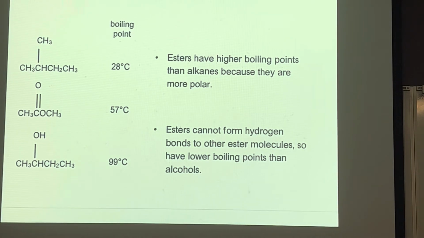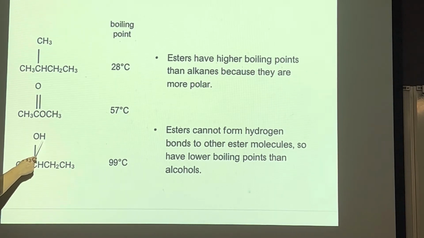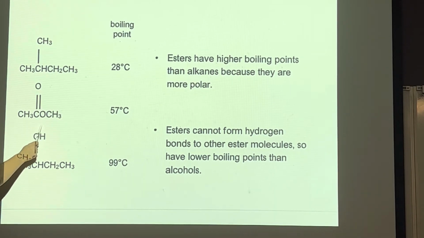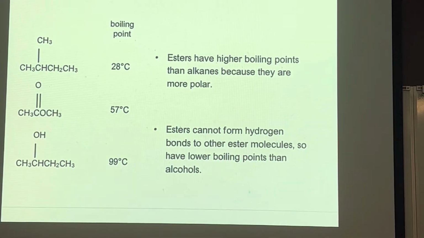So esters cannot form hydrogen bonds with other esters. They can hydrogen bond with a different kind of molecule if the other molecule has a hydrogen that's bonded to an electronegative atom. So that hydrogen right there could do hydrogen bonding with this. But we're talking about if you have a pot full of just esters. They can't hydrogen bond to each other.